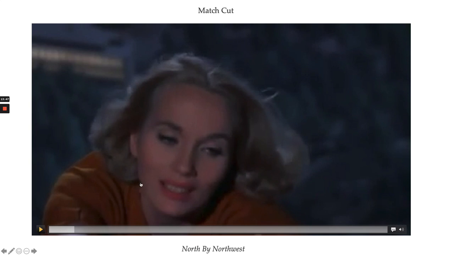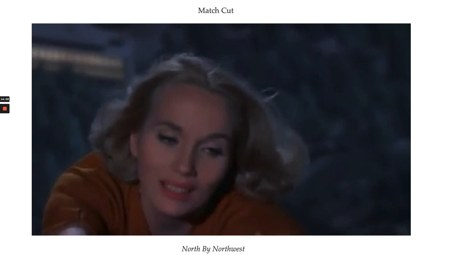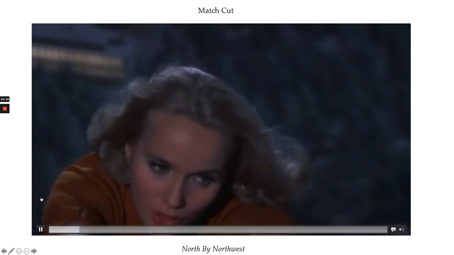Here we have Eve, who is kind of hanging from Mount Rushmore. Only Hitchcock would put the end scene at Mount Rushmore, where someone's hanging from George Washington. She's hanging from Mount Rushmore, and then Cary Grant's pulling her up, and there's going to be a match cut to the end where he's pulling her up again. I just wanted to make that connection.